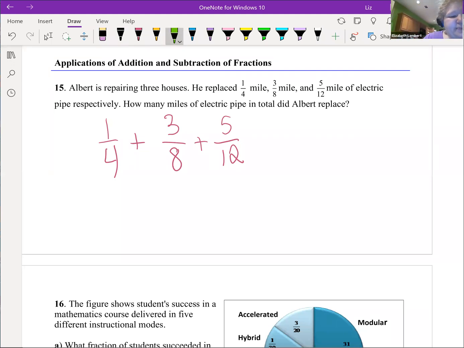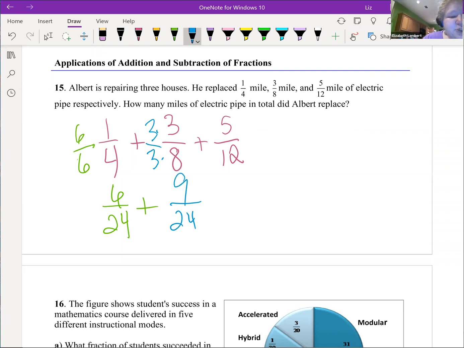So that is our first step, is turn this into 24ths. And that would be 4 times 6. So this is now 6 24ths. And then to get 8 to 24, it's going to be multiplied by 3. So we have 9 24ths now. And then the 12ths, it is times 2. So we get 10 24ths.